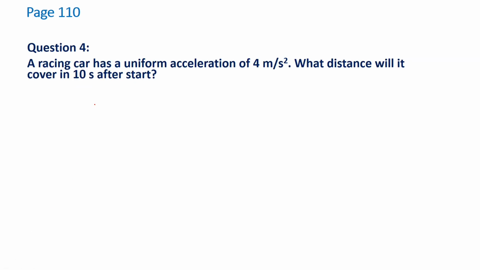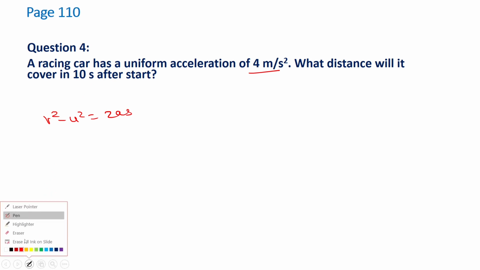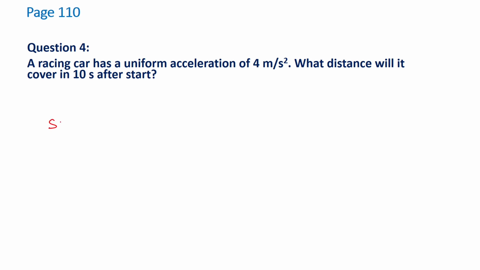Next question. A racing car has uniform acceleration 4 meter per second squared. What distance will it cover in 10 seconds after the start? Here also we have to find the distance traveled. We could use the third equation, v square minus u square is equal to 2as, but here the time is given, so we have to use the equation s is equal to ut plus 1 half at squared. Here the initial velocity is 0 meter per second, and the acceleration and the time are also given.